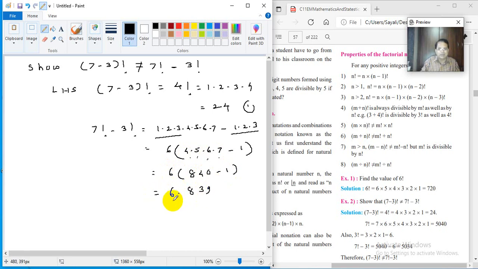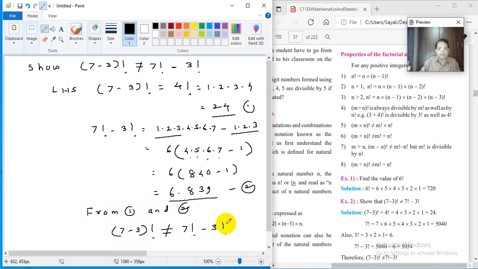Now you need not calculate also. This number and 24 are not equal. This is sufficient for us, right? So from 1 and 2, from 1 and 2, what we get? (7 minus 3) factorial is not equal to 7 factorial minus 3 factorial. That is also proved.